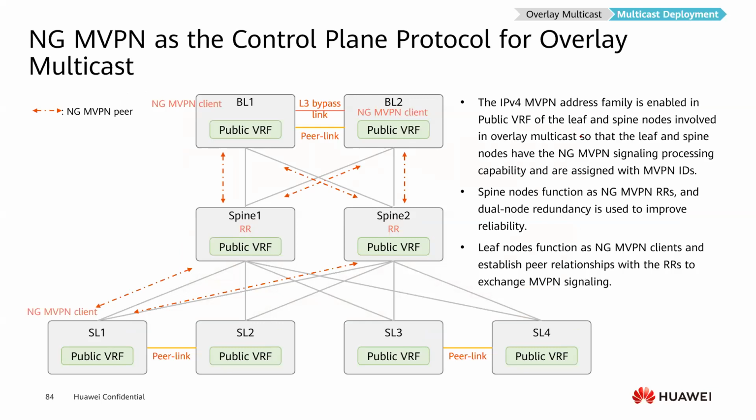Now let's look at how to implement the control plane of the overlay multicast. You will find that the span devices will function as the RR, and the border leaf and the server leaf will function as the NG-MVPN clients, and the NG-MVPN routes will be exchanged between the border leaf and the server leaf.